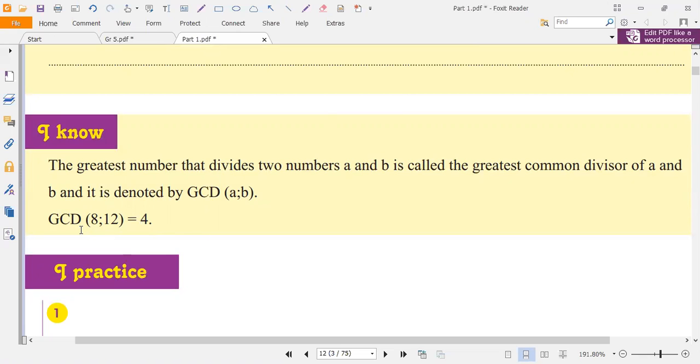How to find the GCD? Do you remember? We find the divisors of 8 and the divisors of 12, and we see the common ones between them. Then we see which one is the greatest one.